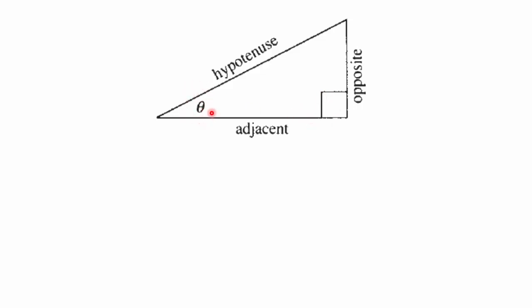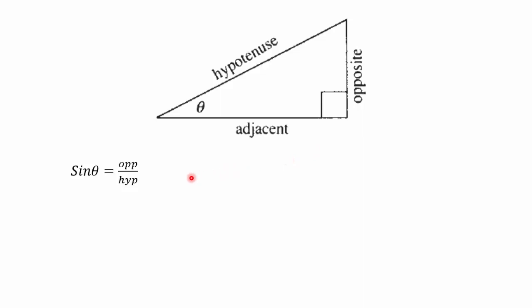If we label one of the other angles theta, doesn't matter which one, we get the longest side as being the hypotenuse, the side next to the angle theta being adjacent, and the side all the way on the other end being opposite.